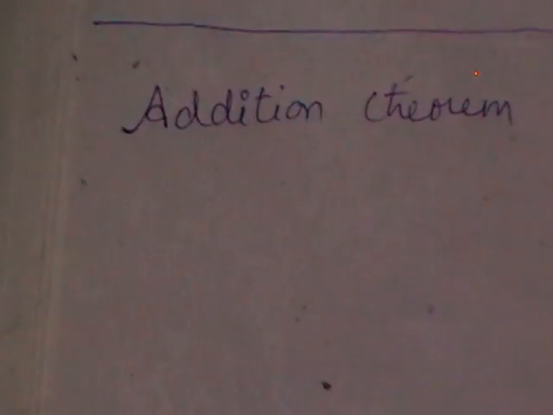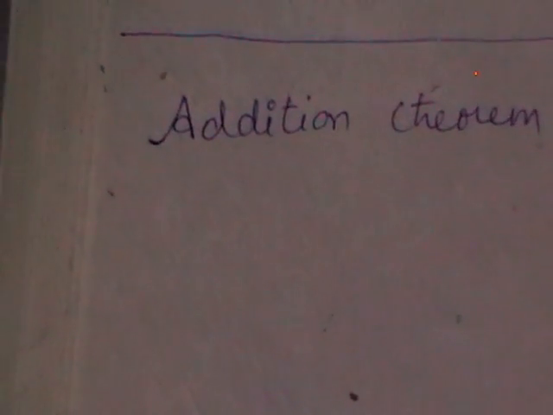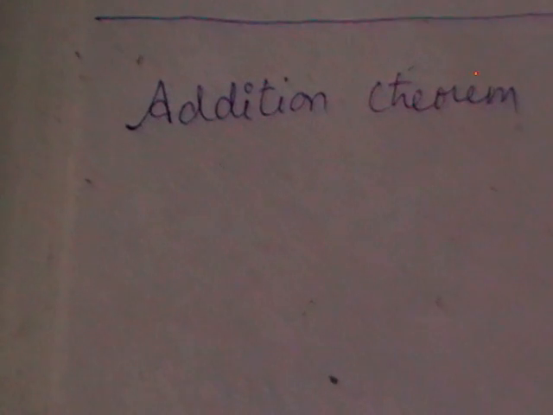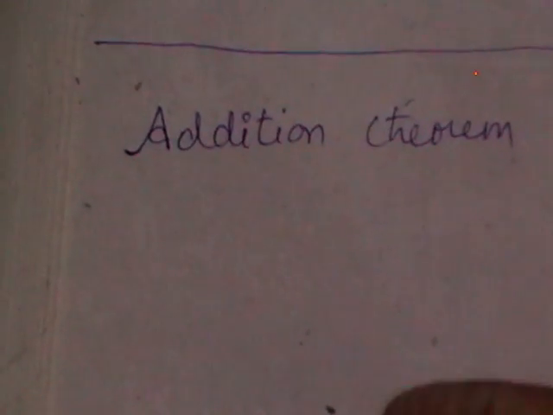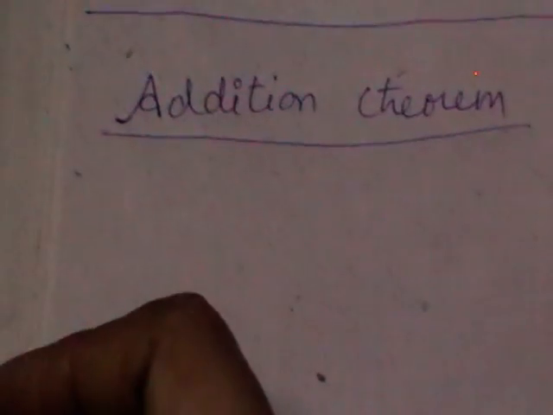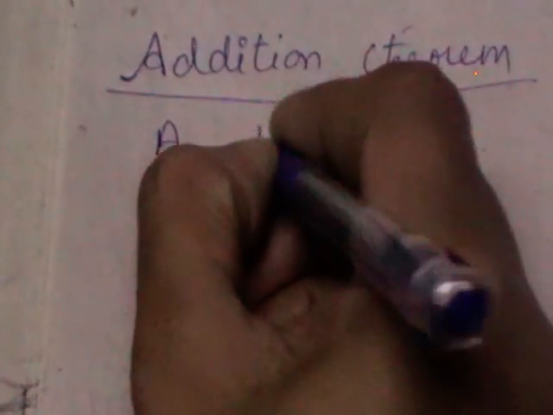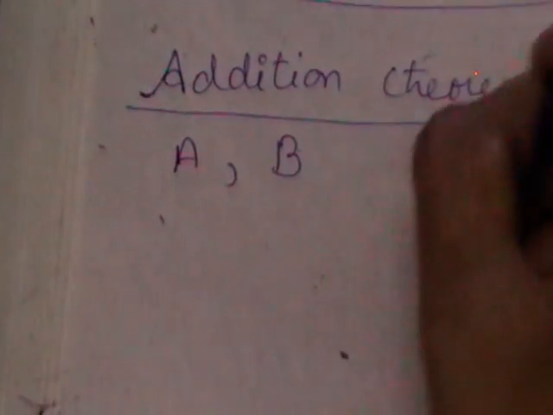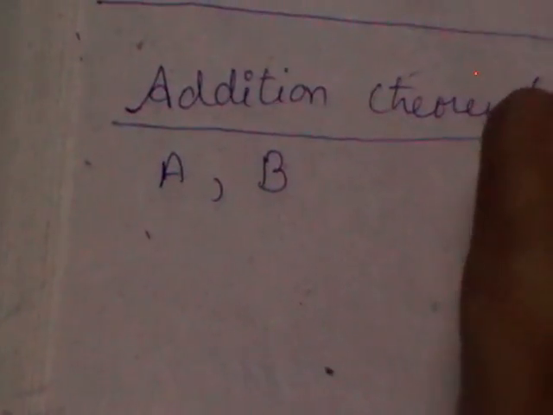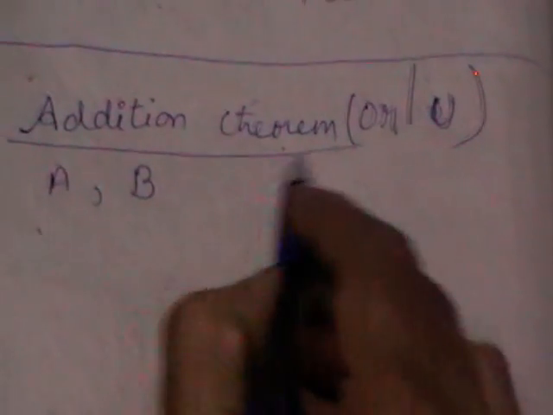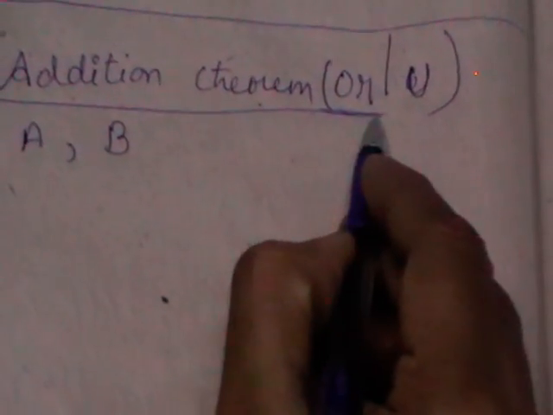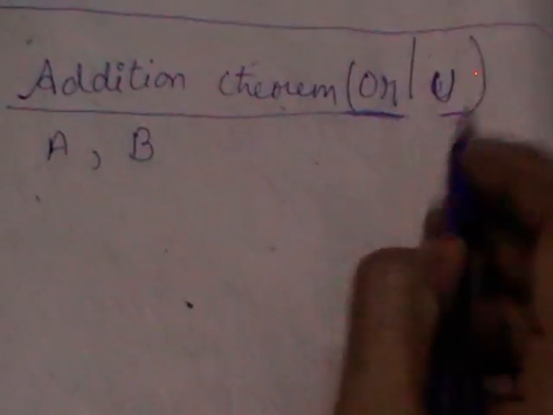Addition theorem. As I said, there are three theorems where you don't have a proof; you just need to remember the statement while doing the problem. So no theorem proof is required. If you consider two events A, B, for the addition theorem we use the word "or" and the symbol union. Addition theorem is used when we have the word "or" or the symbol U.